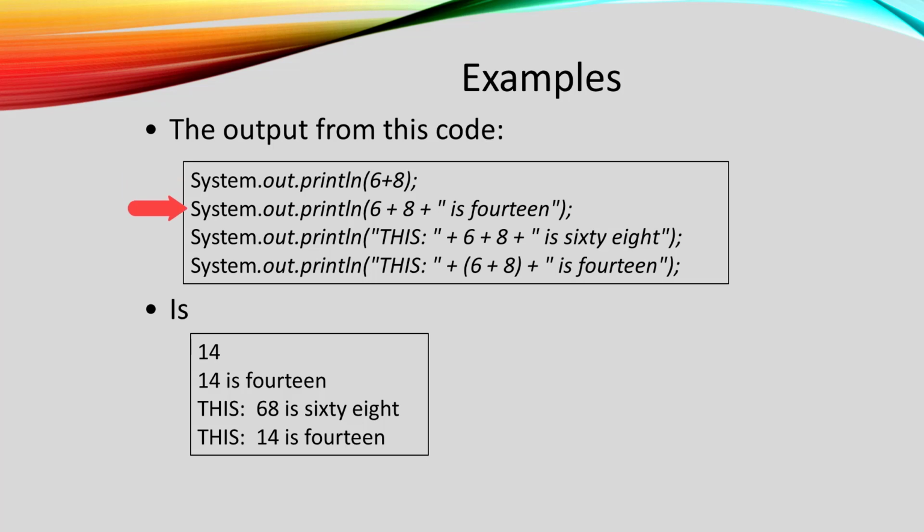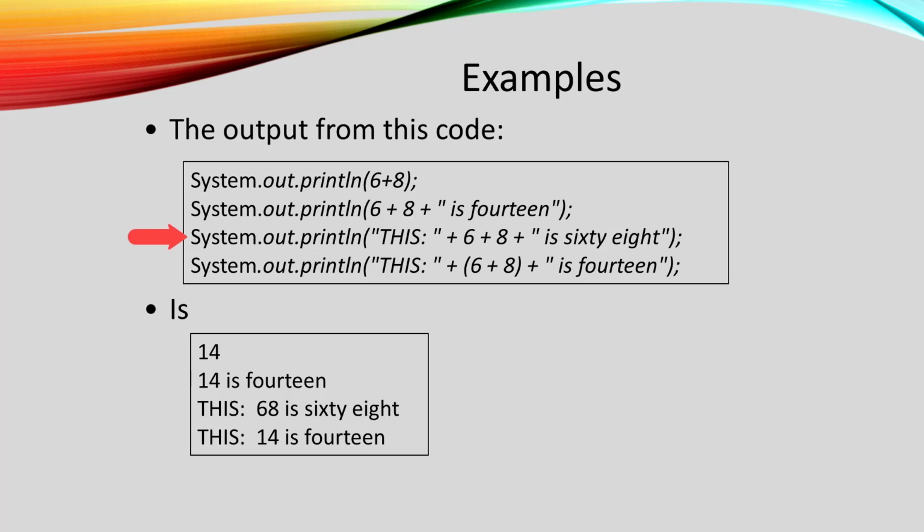In the second one, there are two plus signs, so we're going to evaluate them from left to right. So the first one that we do is a plus sign between 6 and 8, and again, that's going to be addition and give us the number 14. The second plus sign is going to have one operand that is that number 14, and another operand that is the string " is 14". Because one of the operands is not a number, that second plus sign is going to be concatenation, and the result is going to be the number 14 concatenated with " is 14".